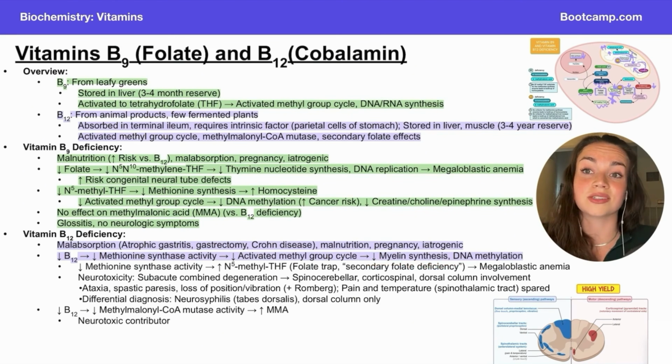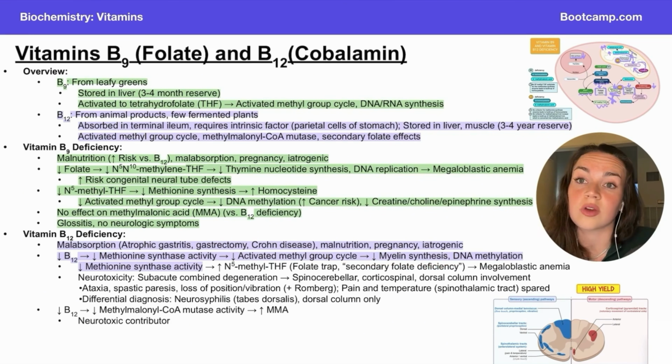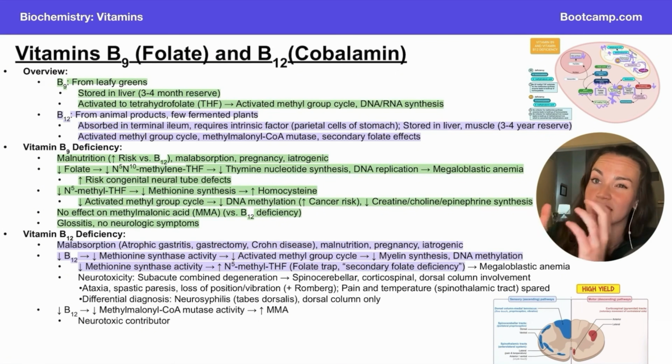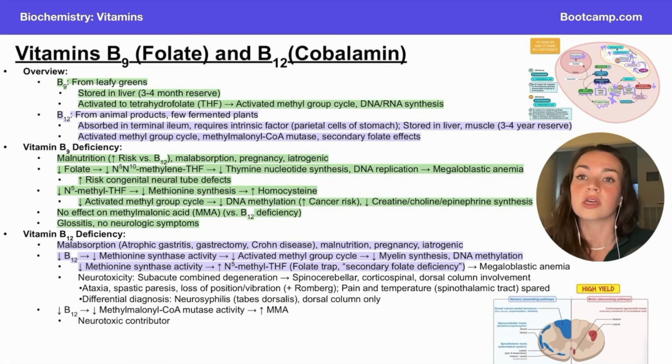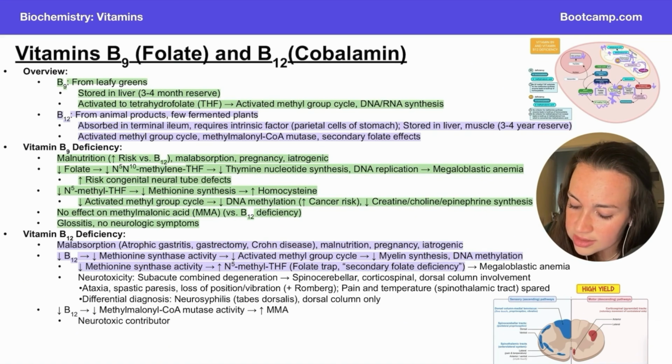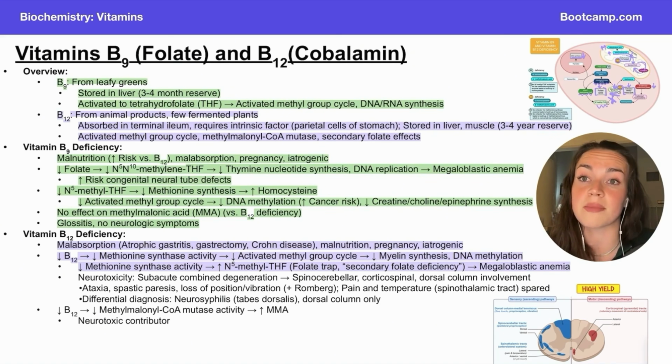And then we said the other cycle that is affected by this methionine synthase activity that requires vitamin B12 is the folate cycle. It shuts it down and traps folate in the N5-methyl-THF form. Because we're trapping all of that folate in that form, you'll get what's called a secondary folate deficiency, where you're not actually deficient in folate, but all of it's trapped in a form and not being used. That also interferes with DNA synthesis, and because it interferes with DNA synthesis, we end up with a megaloblastic anemia, just like we did in folate deficiency.